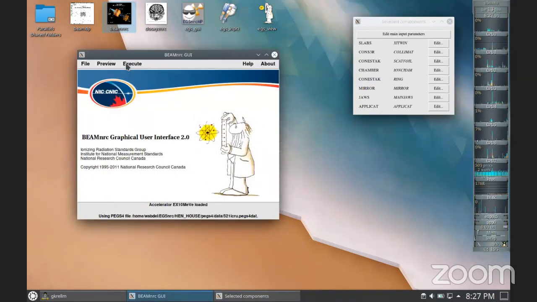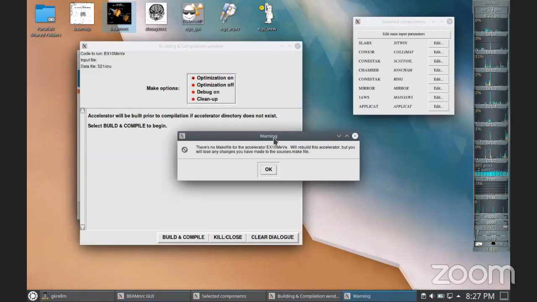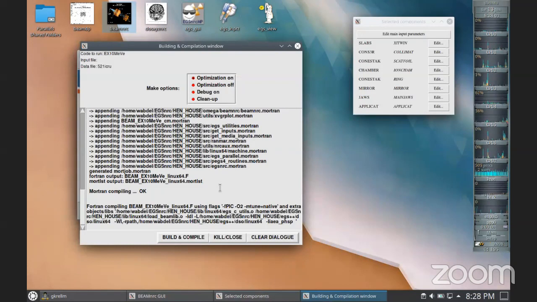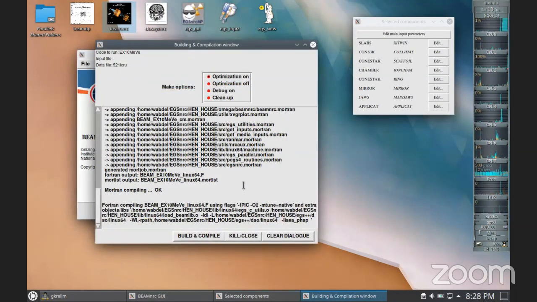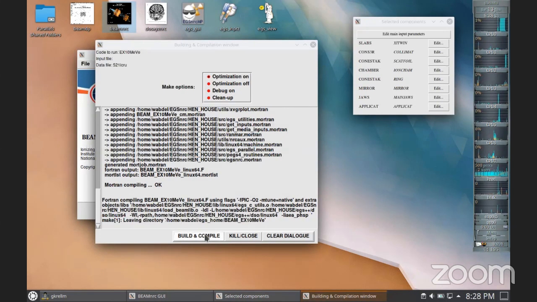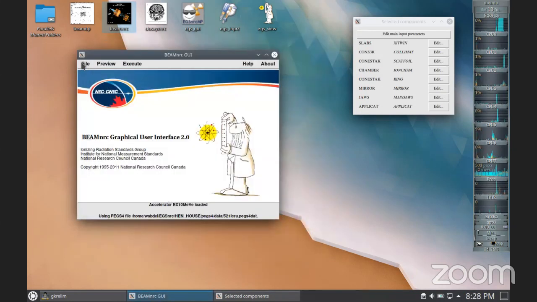Okay. Then the next thing you need to do is compile. I think mine is compiled already, so it would say everything is up to date. Okay, let's do it again. I'm still online or got disconnected again? No, you are online. Okay, compilation failed. Why failed? Compile. Successful. Okay.